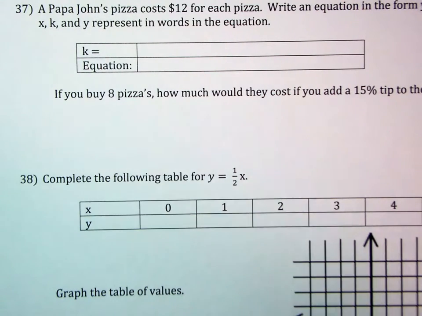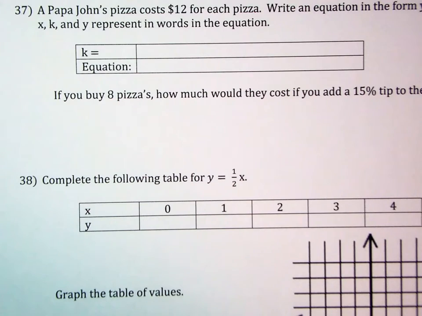All right, down to the final four. A Papa John's pizza costs $12 for each pizza. Write an equation in the form y equals kx and identify what x, k, and y represent in words in the equation.